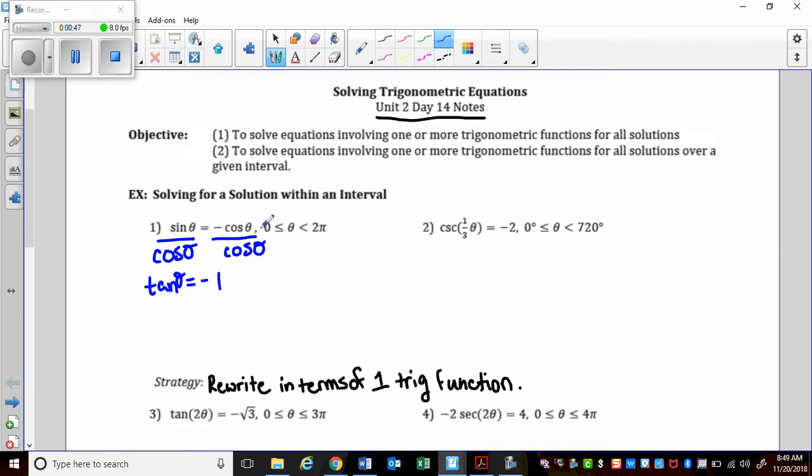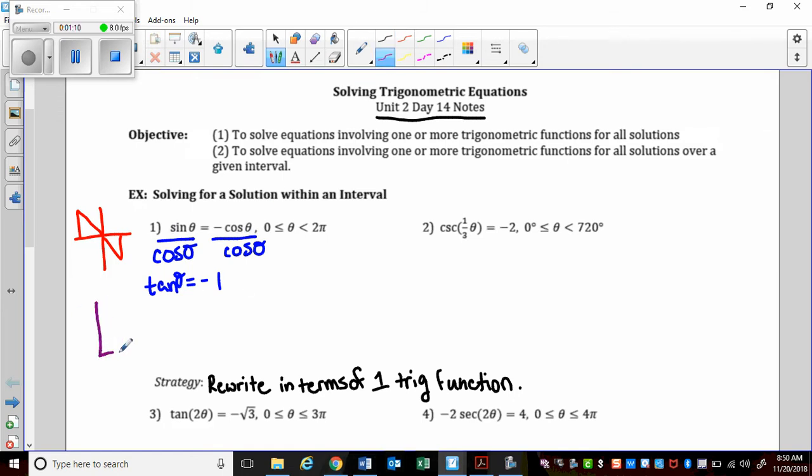And really, I can write down all multiples, but I really only want between 0 and 2 pi. So I have a range that I can look at. I know that tangent is negative in the second quadrant and the fourth quadrant. So there's going to be two spots where tangent is -1.